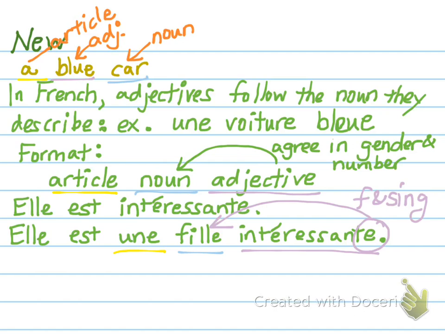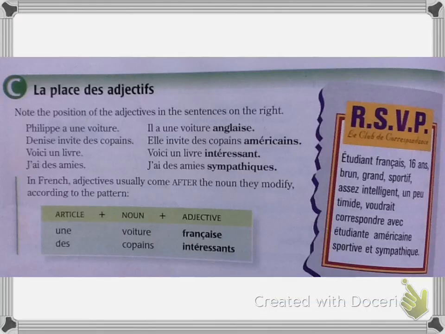So let's take a look at this the way it's presented in your textbook. S'il vous plaît, ouvrez vos livres à la page 168. C'est la place des adjectifs. Note the position of the adjectives in the sentences on the right. Philippe a une voiture. Il a une voiture anglaise. Denise invite des copains. Elle invite des copains américains. Voici un livre. Voici un livre intéressant. J'ai des amis. J'ai des amis sympathiques.